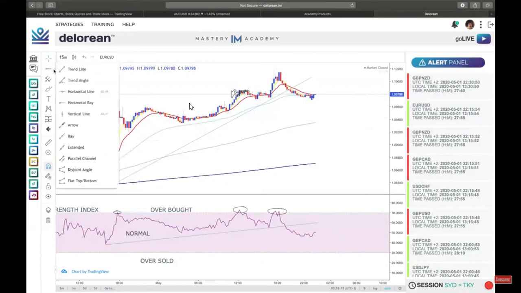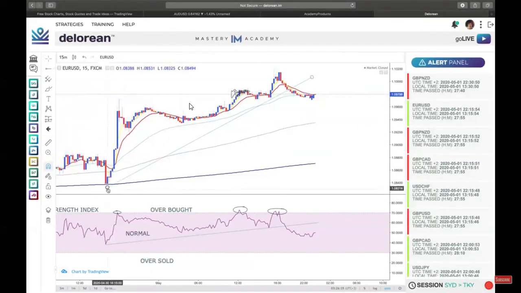When you're drawing your trend lines, obviously over here on Delorean, you can get an arrow or a trend line, either line you want to use, or technically you could use an extended or a ray. You can really use a bunch of these options. But when you're drawing, I want you to focus on drawing from the wicks.